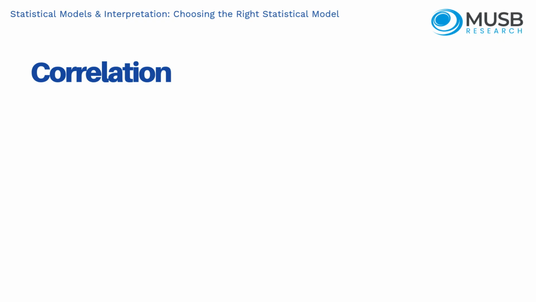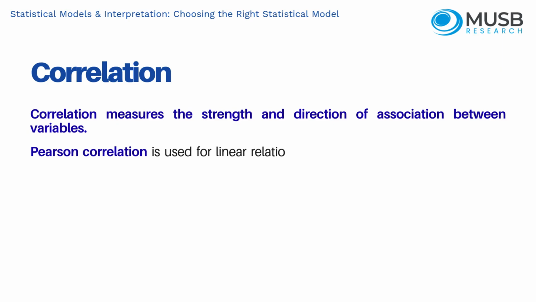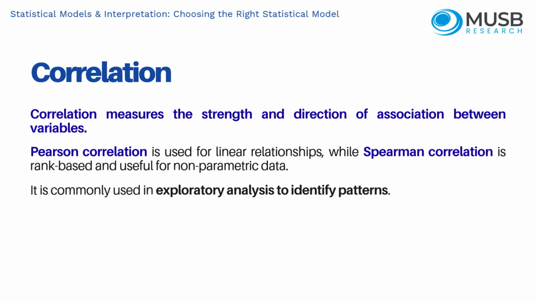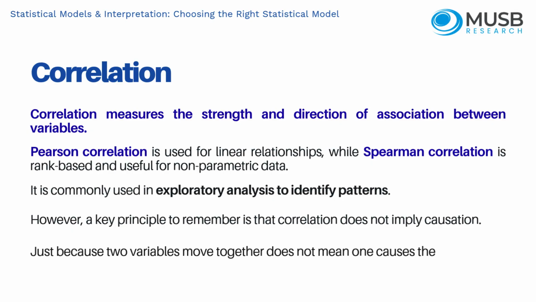Correlation. Correlation measures the strength and direction of association between variables. Pearson correlation is used for linear relationships, while Spearman correlation is rank-based and useful for nonparametric data. It is commonly used in exploratory analysis to identify patterns. However, a key principle to remember is that correlation does not imply causation. Just because two variables move together does not mean one causes the other.